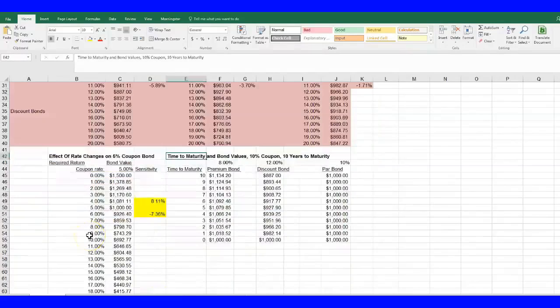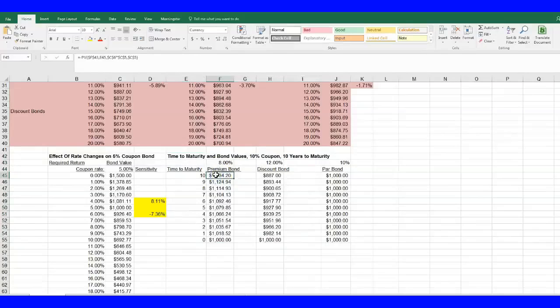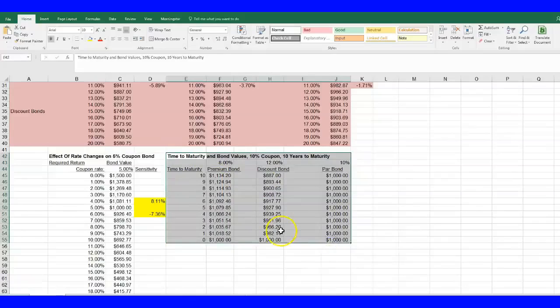Let's also take a look at the time to maturity and the bond's prices. So let's look at two bonds. Again, we have 10 years of maturity, and both bonds have a 10% coupon. So the bond here that has a required rate of return of 8%, that's a premium bond because the required rate of return of 8% is less than the 10% coupon rate of the bond. So with 10 years to maturity, that bond has a value of $1,134. It's a premium bond selling for more than $1,000.